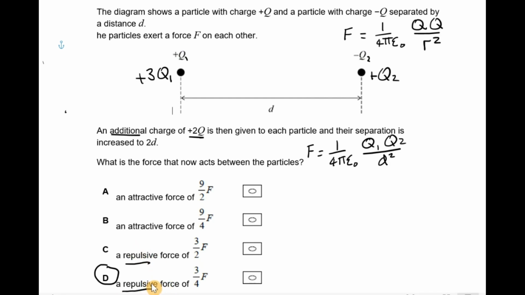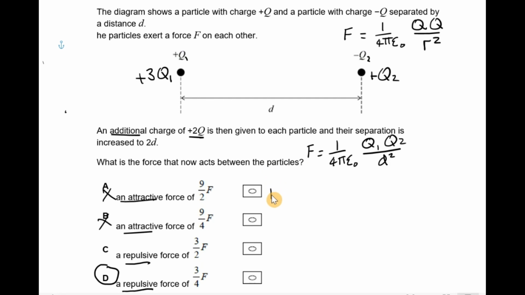Perhaps if you're very rushed in an exam, you've now doubled your chance of getting the correct answer, even if you don't take it any further, because you know that A and B are not possible. They're both showing attractive forces. Anyway, let's look at this new force.